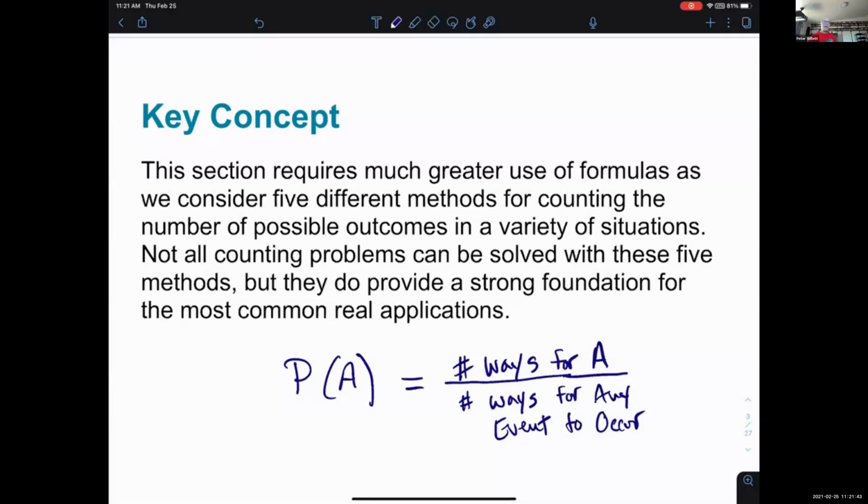So in that case, the counting of the possibilities is so trivial that we don't have to focus on how the counting was done. What we're going to do when we look at these 5 different methods for counting is look at ways of counting things that are not so trivial, but have a certain pattern or structure that we can use formulas to help us count up something more complicated. So that's the idea.